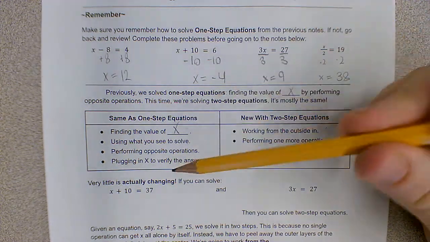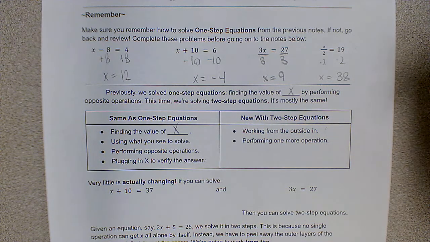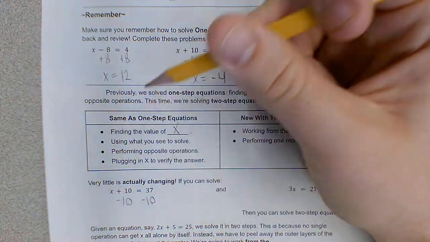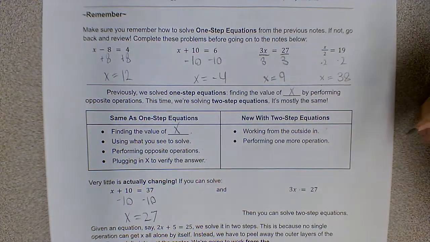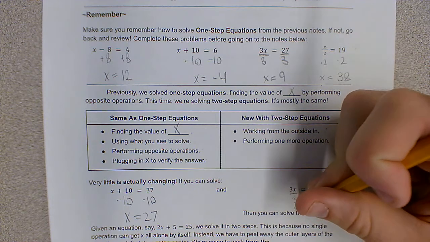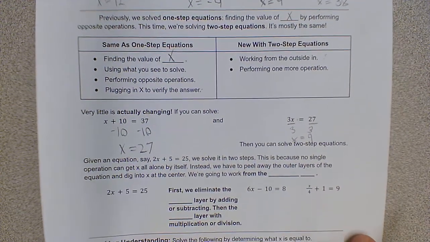If you can solve these two equations, x plus 10 equals 37, and 3x equals 27, let's solve them. Subtract 10 from both sides here, I find that x equals 27, and then here I can solve this by doing divide by 3, x equals 9. Since I can solve these two, I can solve two-step equations.